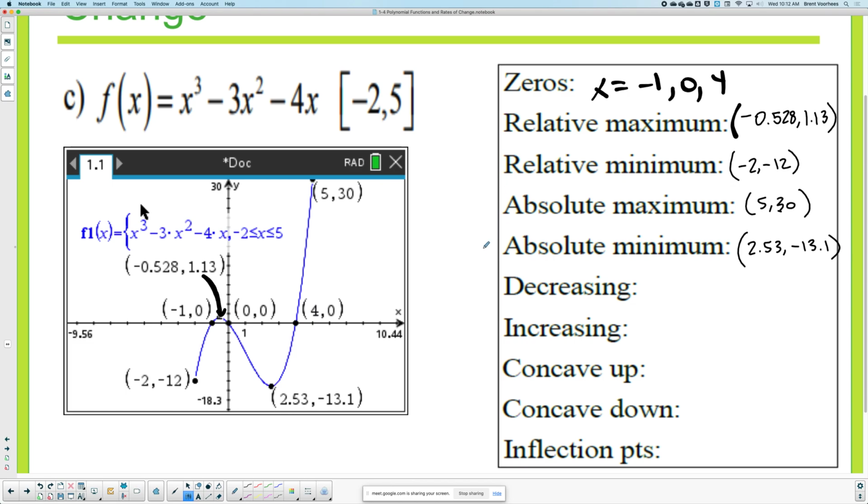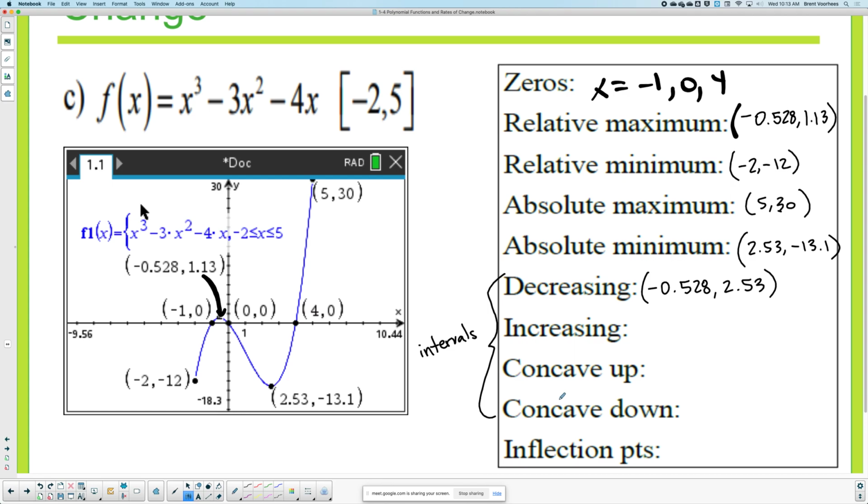All of these, were they points or intervals? Points. These values, if you remember, these are the intervals. Where is the graph decreasing? We're going off x's values. It starts decreasing before 0. Where's the maximum? Okay, from negative 0.528, it's from that maximum, this relative maximum, to this minimum, it's decreasing. -0.528 to 2.53. Got it?